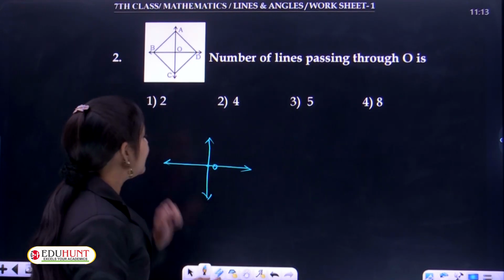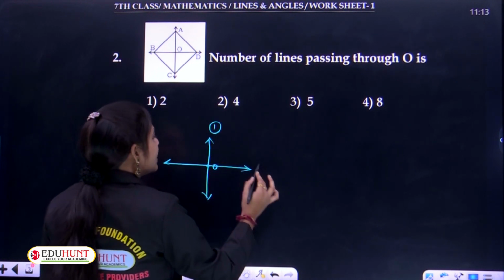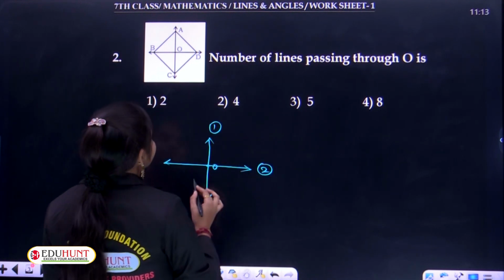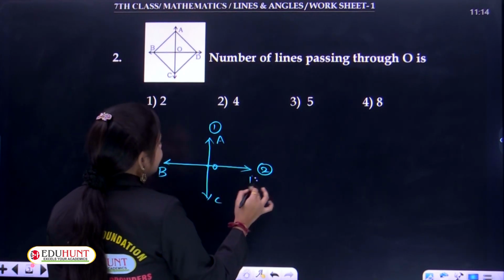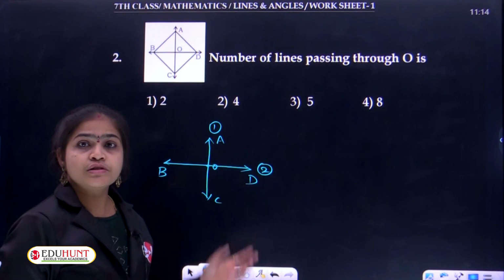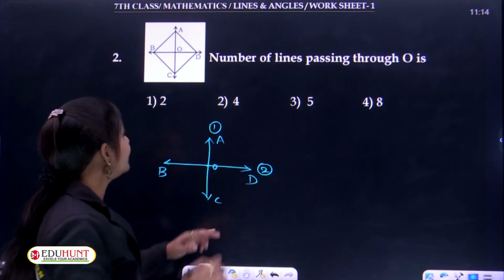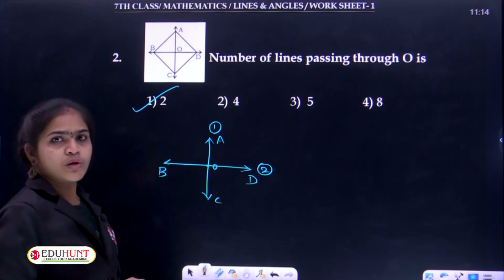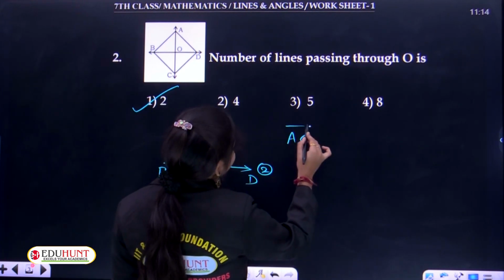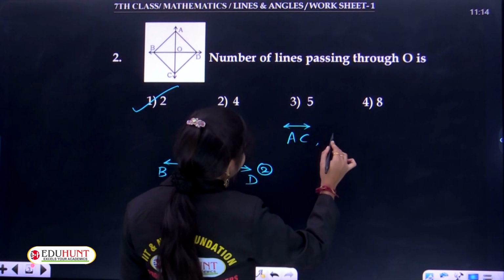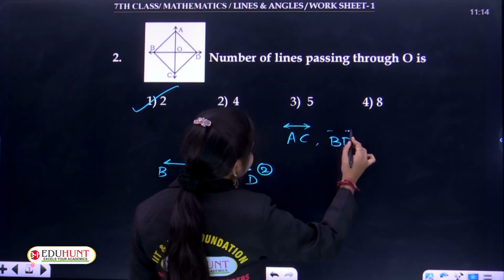Then here, how many lines are there? This is one of the lines and this is the second line. That is, AC is one line, BD is another line. Understood? So totally how many lines are there here? 2 lines are there. What are those 2 lines? Those 2 are line AC and line BD.